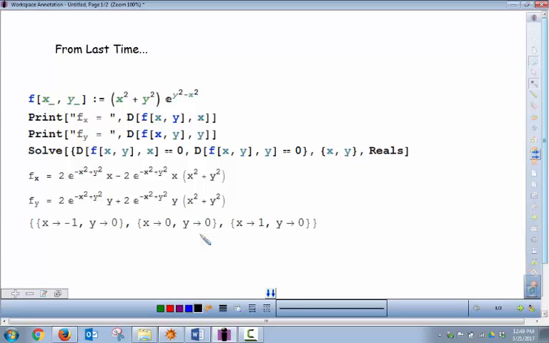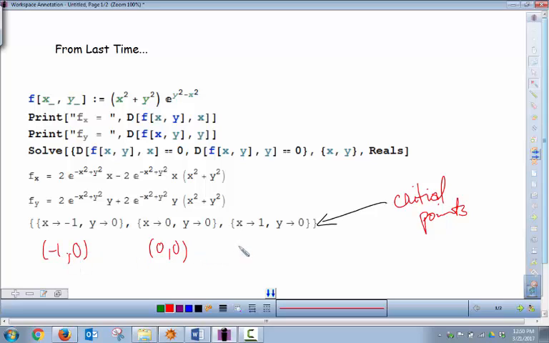So the problem was this: x squared plus y squared times e to the y squared minus x squared. Already from the beginning, I thought this is going to be a lot of work, because it's a product rule for the first derivative, and then the second order partials will have more product rules, and it'll be tough to keep track of. So I just had Mathematica do it for me. And we have a set of critical points, which is what we got last time. We got 0, 0, and then when we did some substitution, we got negative 1, 0 and positive 1, 0. So here are our three critical points.